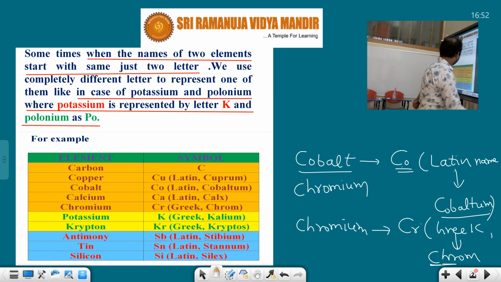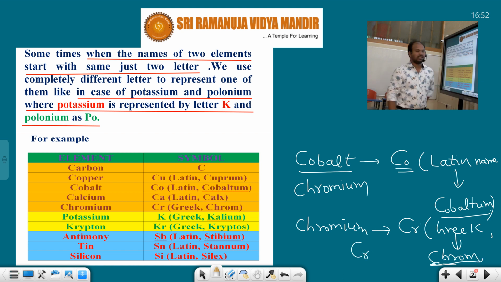Prominent letter will be taken. What is it? That means the name of the elements: whenever you write the symbols, first of all you should take the first letter. After that you should give the second letter. After that you should give any prominent letter. Sometimes symbols are derived from Latin words, Greek words, Persian words.